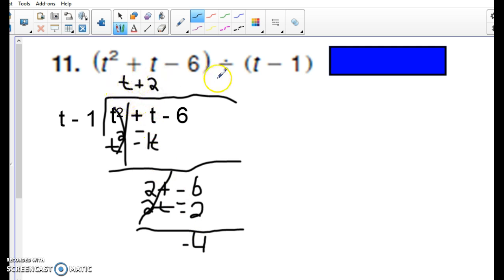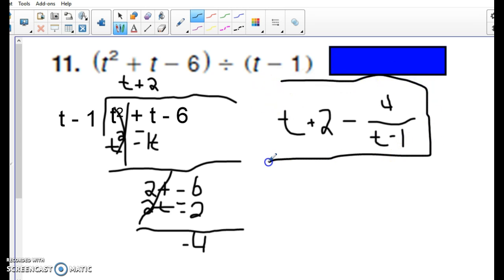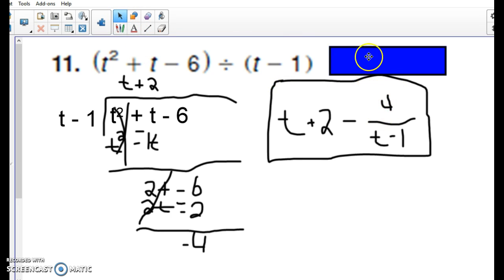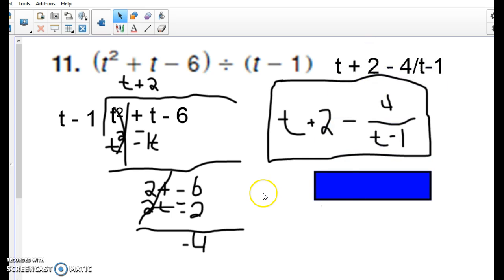So I end up with t plus 2, oops, t plus 2, not t plus 4. T plus 2 minus 4. And then what I really would be doing is dividing by t minus 1, but that's never going to happen because I can't divide 4 by t because I don't know what t is. So this is going to end up being my final answer. You're going to divide as much as you can, and then whatever your remainder is, which happens to be a negative 4 here, over what you're dividing. There it is, written differently.